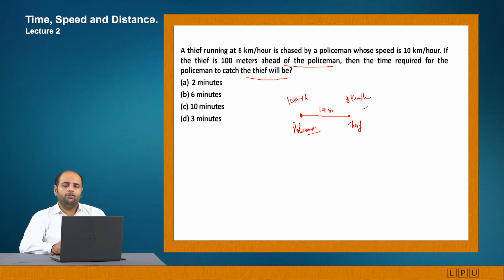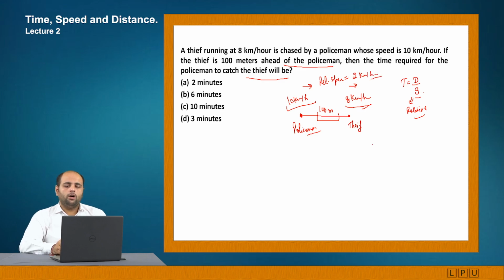Now we have to find the time. Time is equal to distance upon speed. The distance is 100 meters, and this 100 meters is covered with the relative speed. What will be the relative speed? When two things are going in the same direction, and one speed is 10 and the second speed is 8, the relative speed will be the difference of both. So 10 minus 8, that will be 2 km per hour.